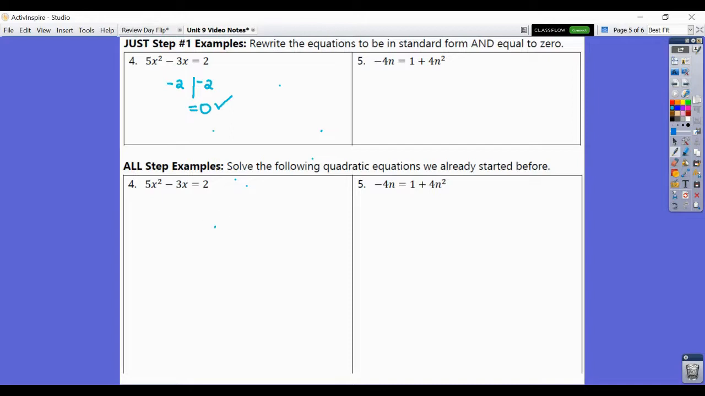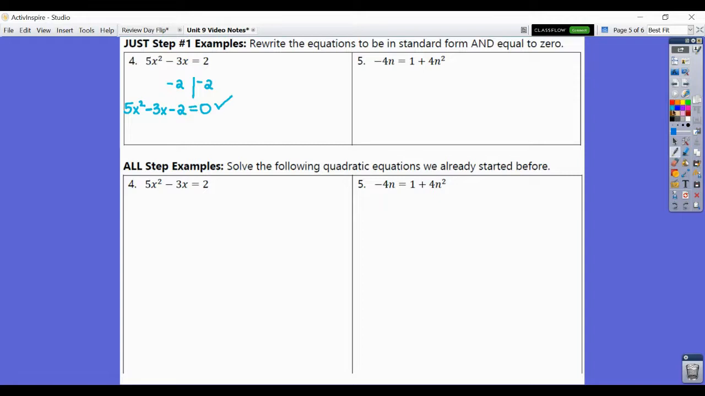So I take the x squared term that comes first in standard form, my ax squared. Then my bx comes next, so my x term, negative 3x. And then my c is my solo number with no variable, negative 2. That is now in standard form and equal to 0.